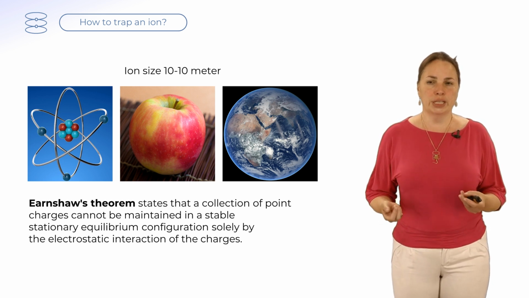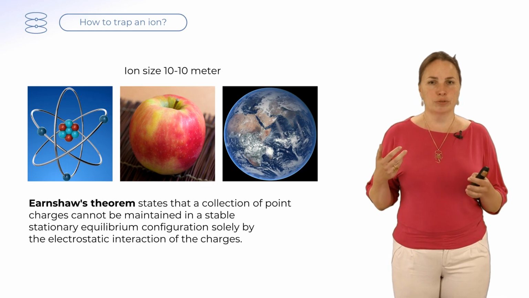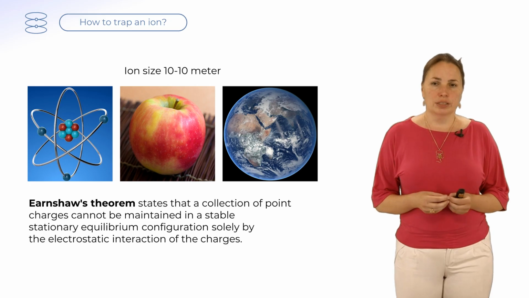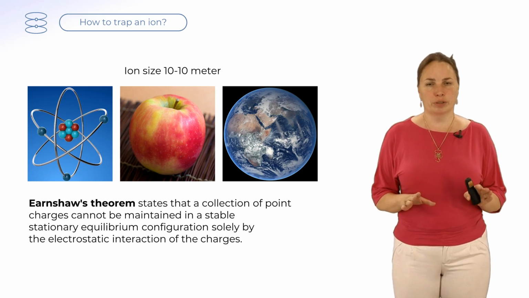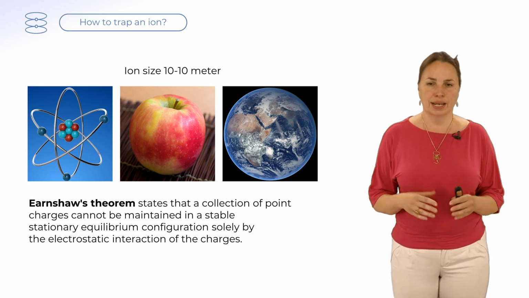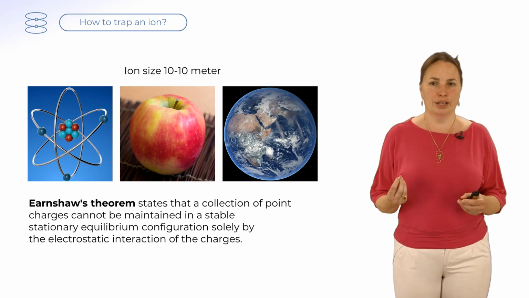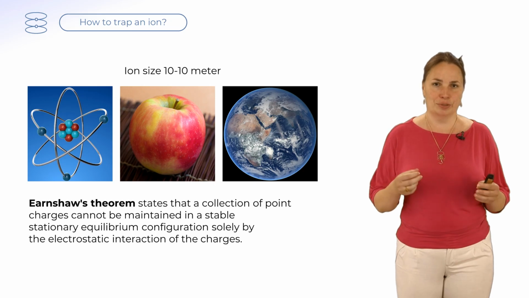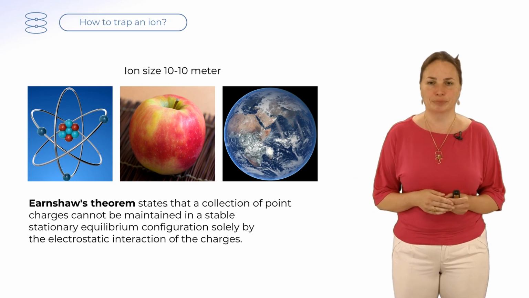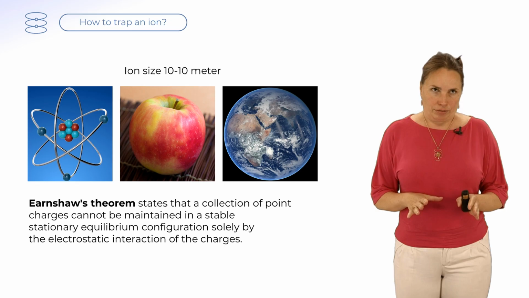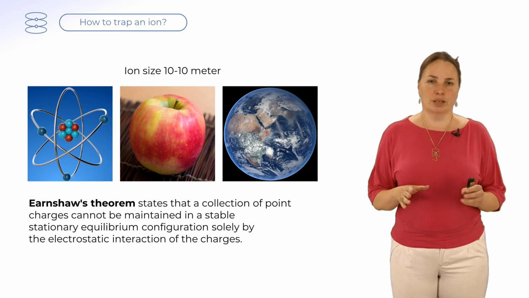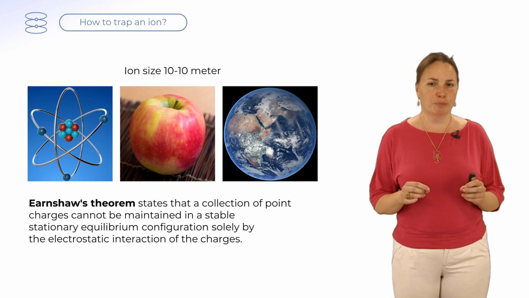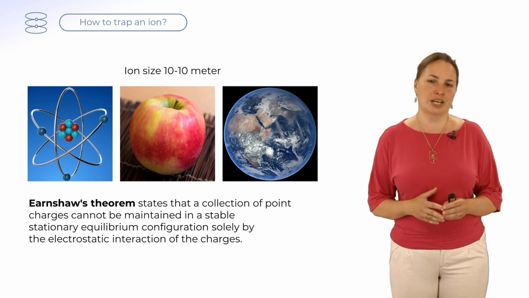And just to have a feeling, we need to understand what the size of an atom or an ion is. So the size is approximately on the order of 10 to the minus 10 meters. And if we compare the ion with an apple, then we can compare the apple with the Earth. So this comparison will be more or less correct.